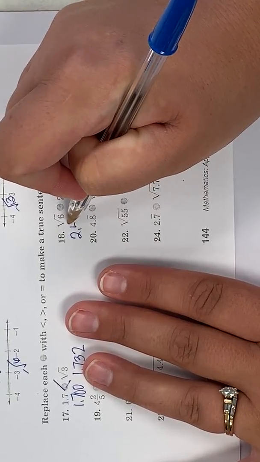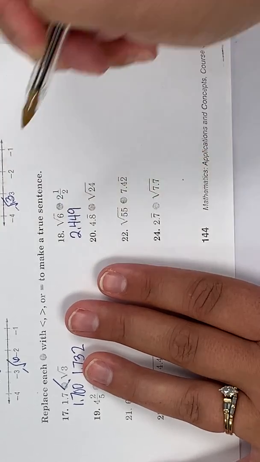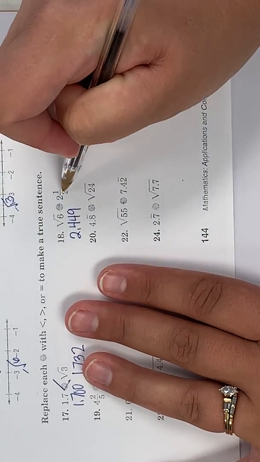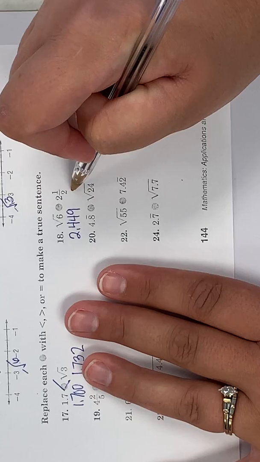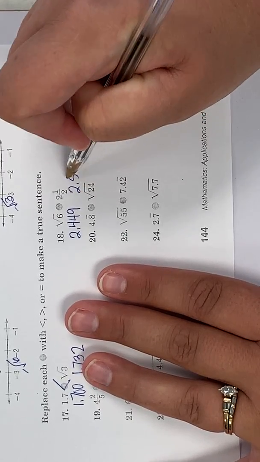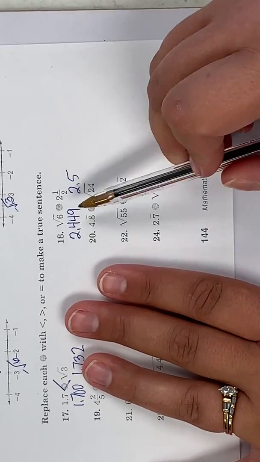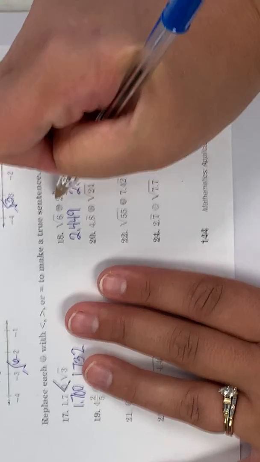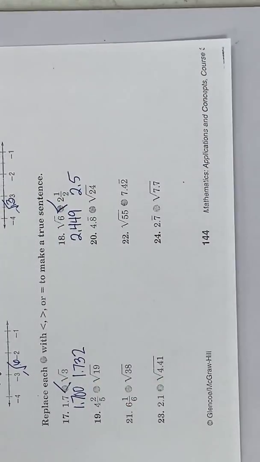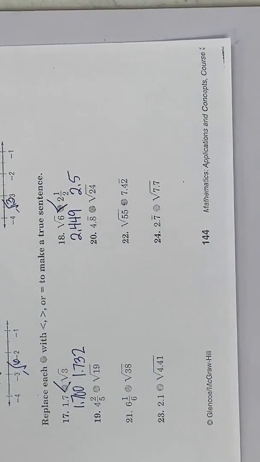2.440? 449, because remember we won 3 places. 2.5 is the same as 2.5. That's a benchmark fraction. So now which one's larger? 2.5. And you can go ahead and put your symbol. It eats the larger one.